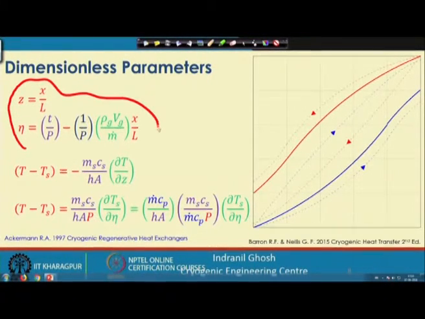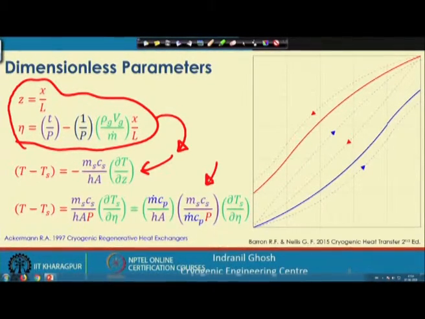So, we basically define two dimensionless parameters. One is the dimensionless distance and the other is the dimensionless time. One is z equals x by L, and then eta, that is the dimensionless time. So, with this change in variables or dimensionless parameters, we can write the governing equations in this form, and the other equation will take this form.